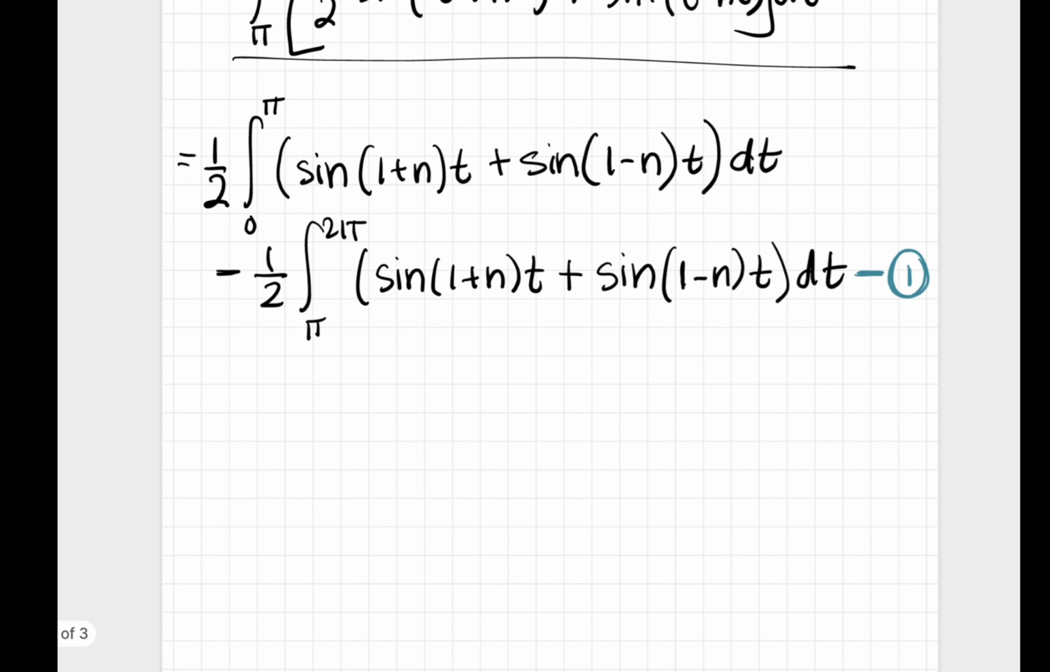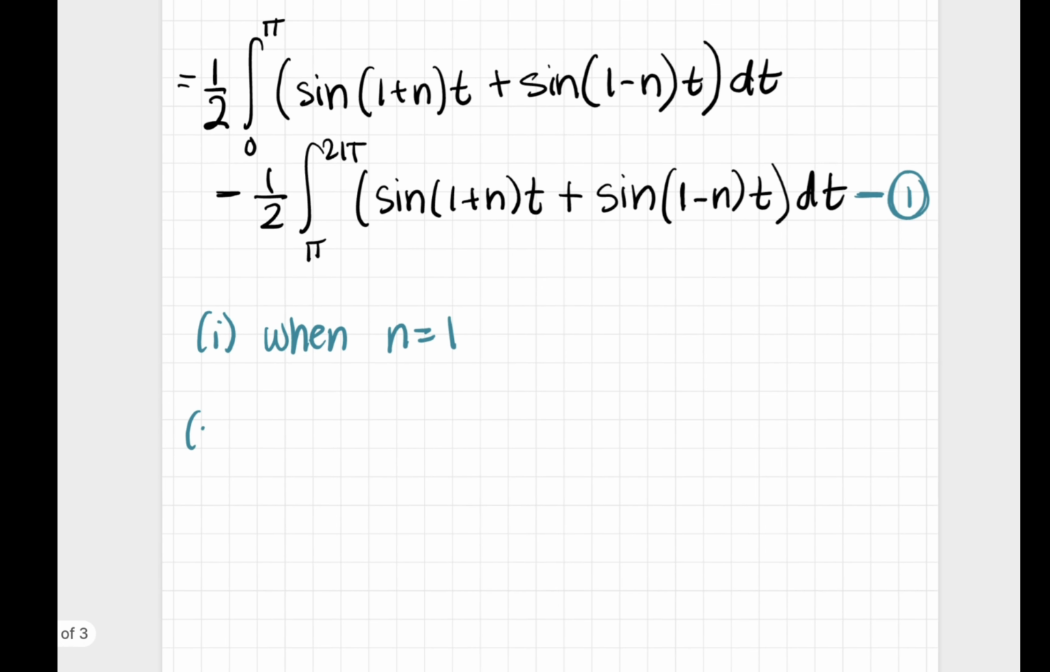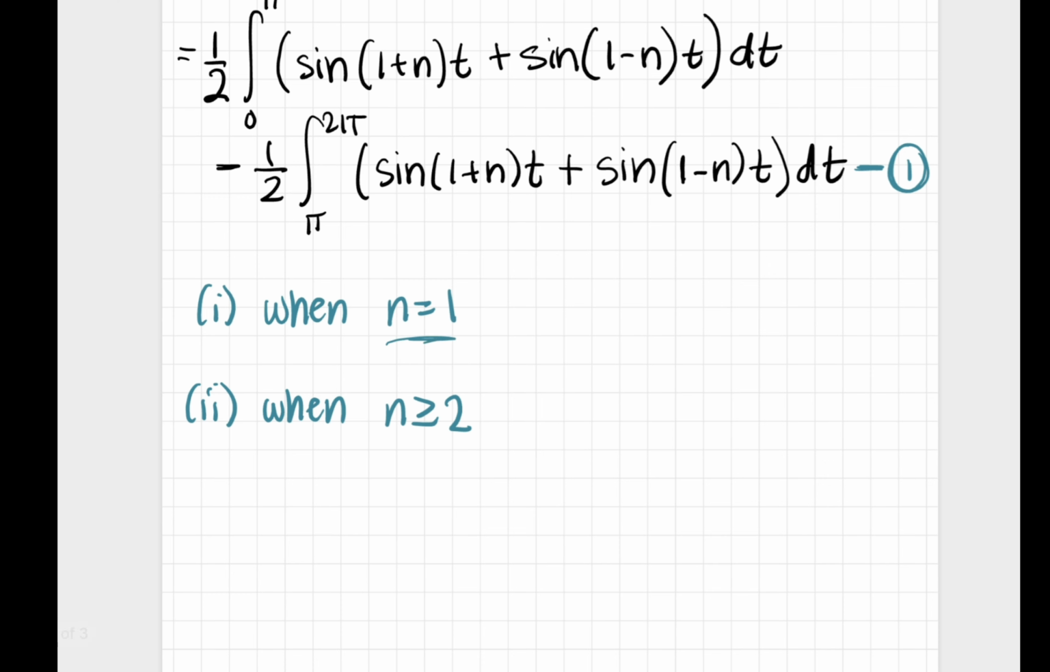Then what we have to do, let's take two scenarios. The first scenario will be when n is equal to 1, and the other scenario will be when n is greater than or equal to 2. This is because when we solve for n, we get a different answer only when n is equal to 1, which is why we're splitting into two parts. So first off, let's just solve this for n equal to 1.